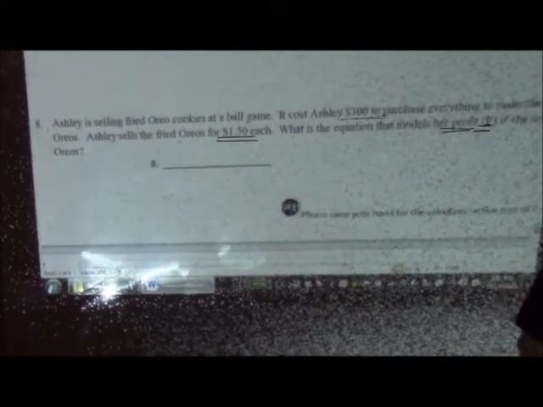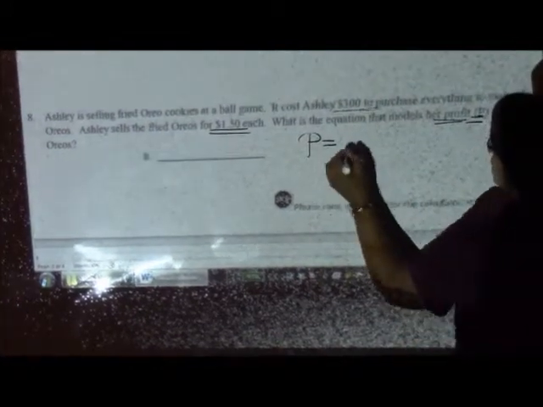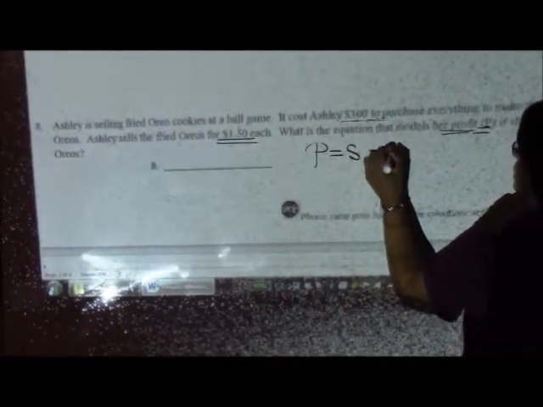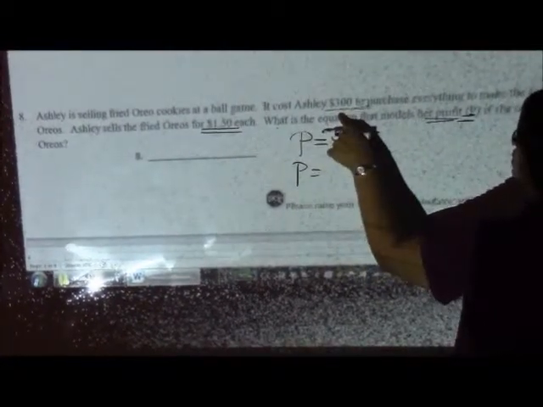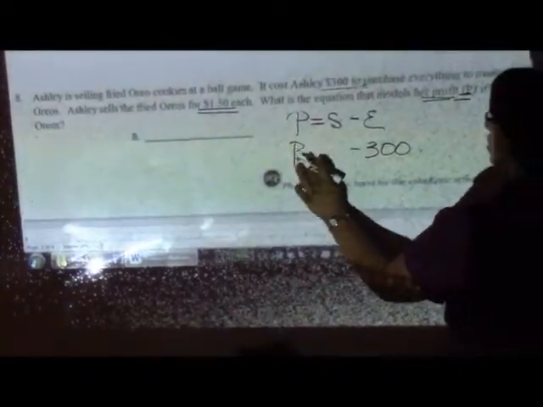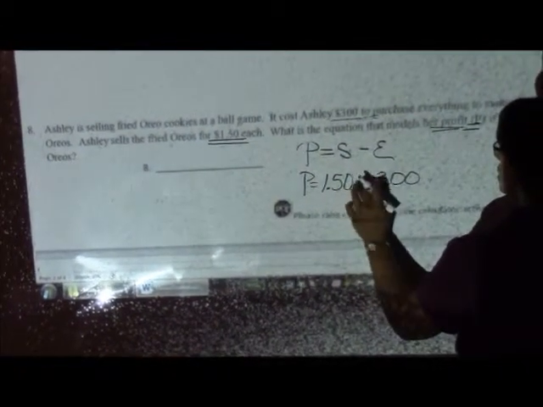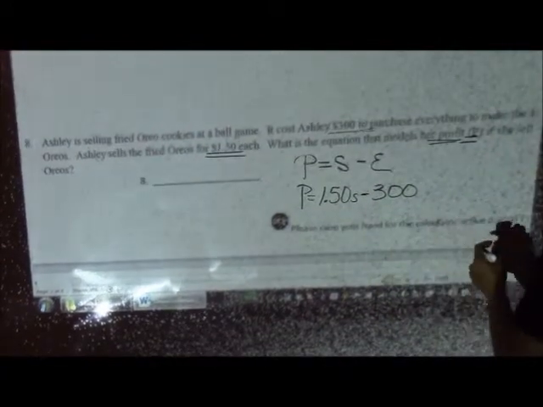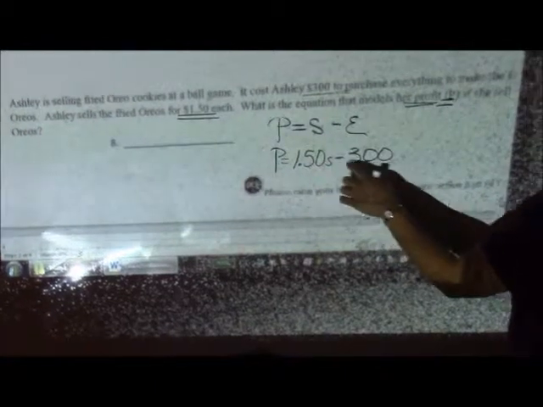P. Okay, so your profit is going to equal your sales minus your expenses, okay? So the sales, let's look at this. It cost her $300, so that's going to be her expenses. So we're going to subtract $300. She sells, they're $1.50 each, so let's make that $1.50 S or F if you want to do it per fried Oreo. So P is equal to 1.50 S minus 300, and that's your answer for number 8.